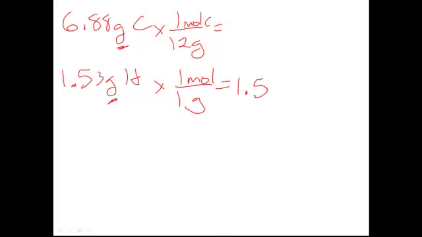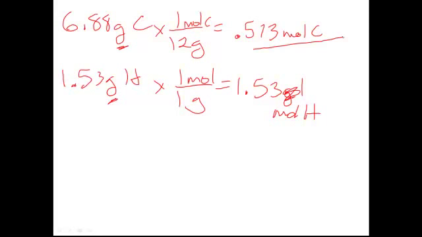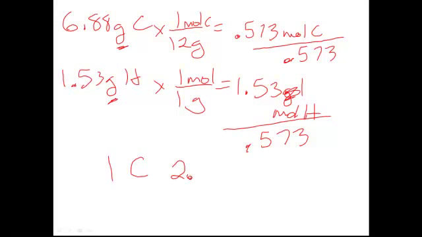Obviously, this one's still going to be 1.53, or excuse me, not grams, moles of hydrogen. 6.88 divided by 12 equals 0.573 moles of carbon. So percent to mass, mass to moles, divide by small. Our smallest number is our 0.573. So we're going to divide both numbers by that. So that gives us 1 carbon. And when we divide 1.53 by 0.573, we get 2.67 hydrogens. And hopefully we realize, okay, that's similar to 2/3.